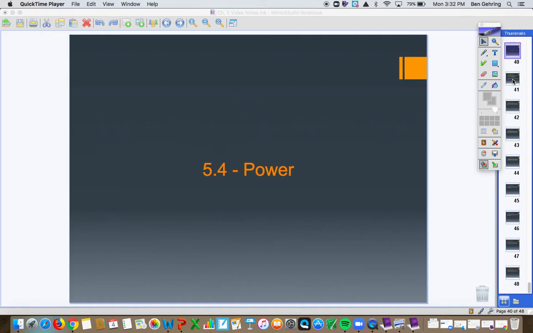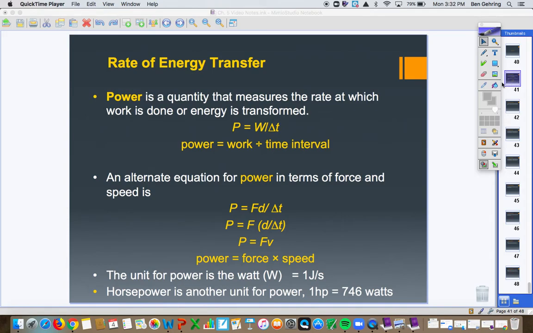So this will wrap up our work, energy, and power unit. We're going to do a quick lesson on power that you kind of started. To start with, power scientifically is a quantity that measures the rate at which work is done or energy is transferred. So power is equal to work divided by time. That is your equation.